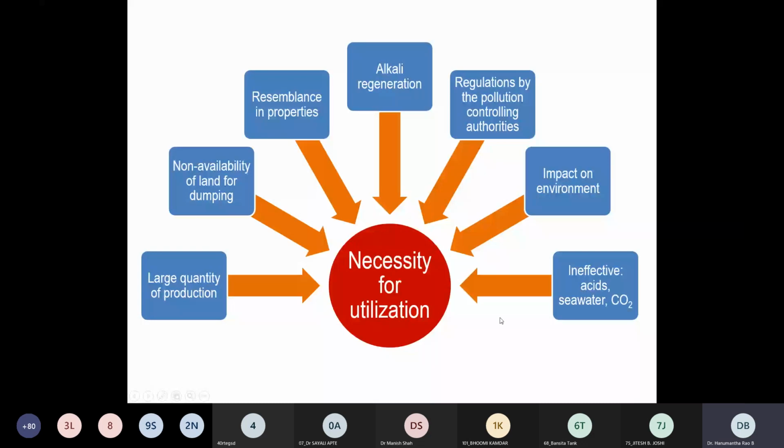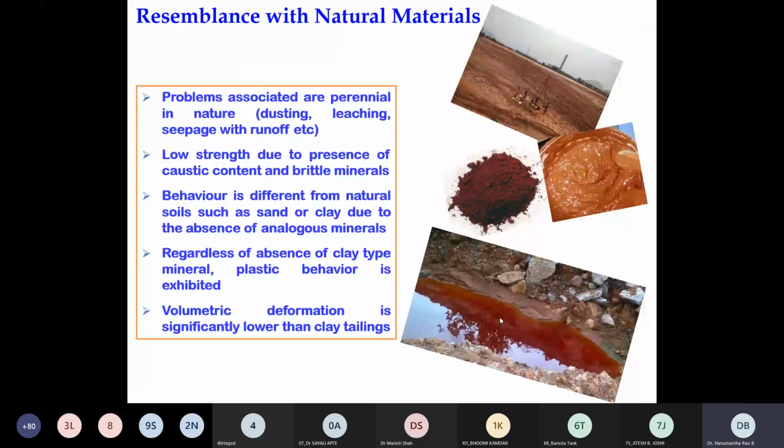So when I talk about the resemblance with the natural material, one of the peculiar things that everybody has reported along with me is, first of all, the particle size fractions. Most of the particles fall into the category of silt and clay. They are not exactly silt and clay because these are designated in terms of mineralogy, but in terms of size, they resemble silt and clay. More than that, they show some kind of plasticity behavior. You can find out the liquid limit and the plasticity index of this red mud.